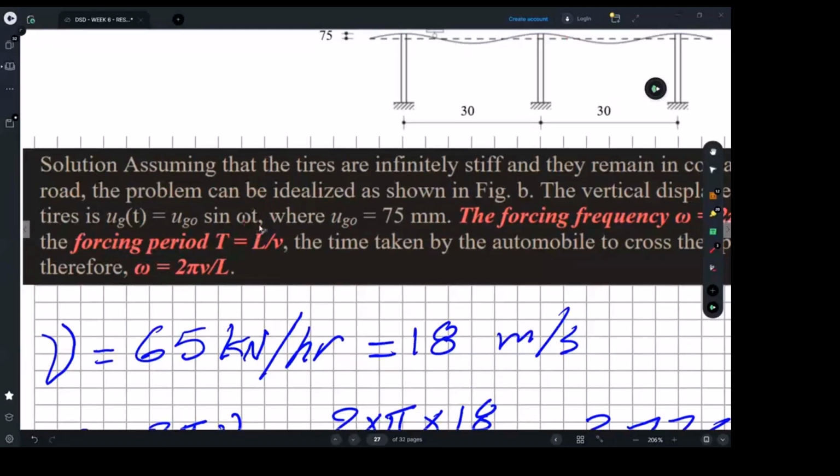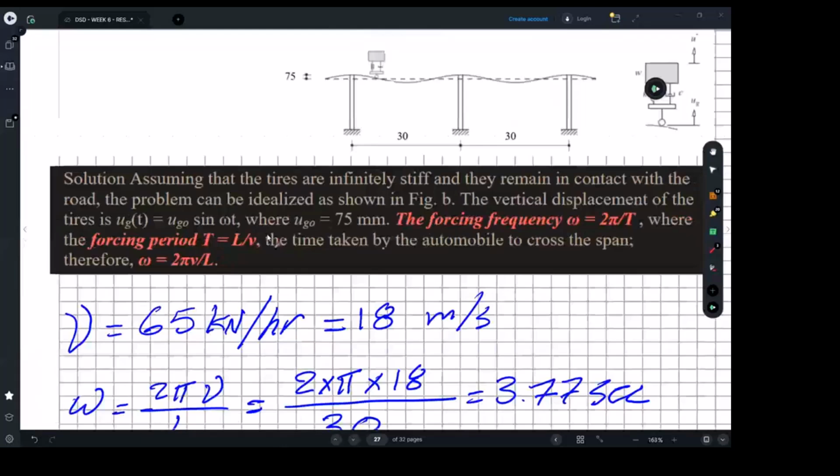Now, omega and t are not given to us. However, we are able to work it out because we know how frequently the amplitude is happening. We're going to see next how all this is happening. The forcing frequency omega is equal to 2 pi over T, where the forcing period is actually the length of the bridge over the speed. This again can be worked out from the facts given about the bridge and the speed of the vehicle.